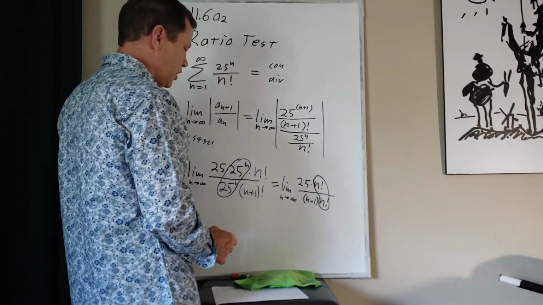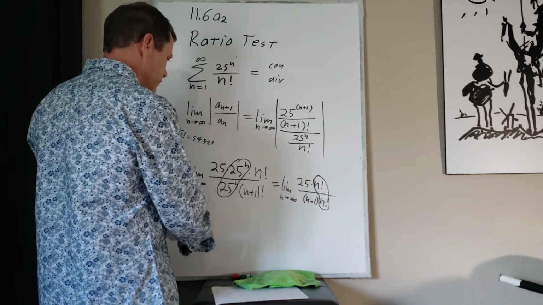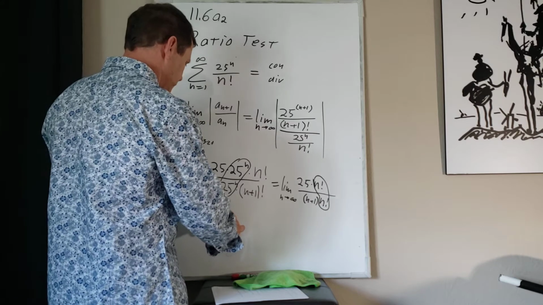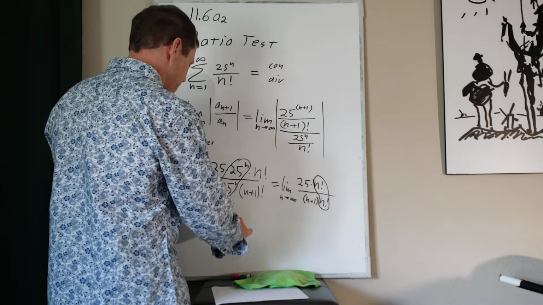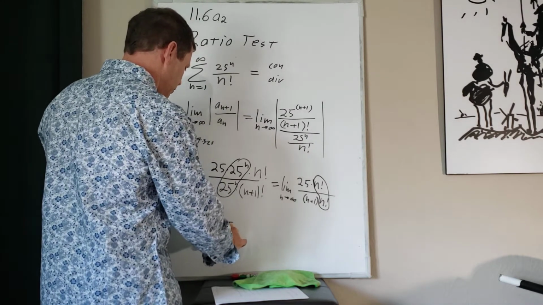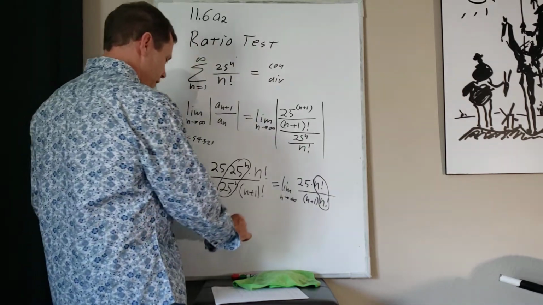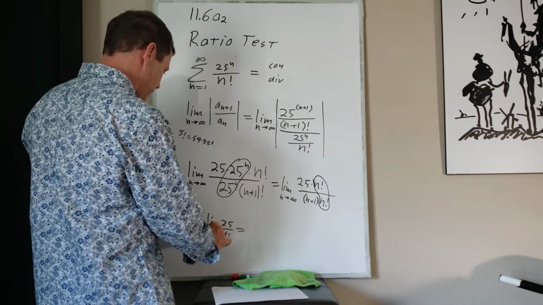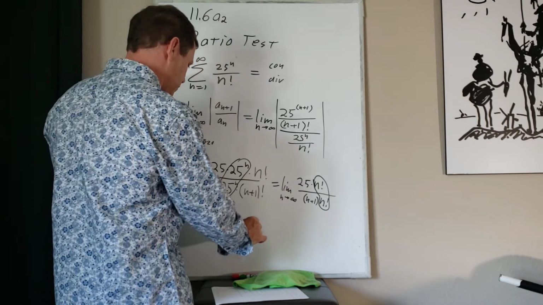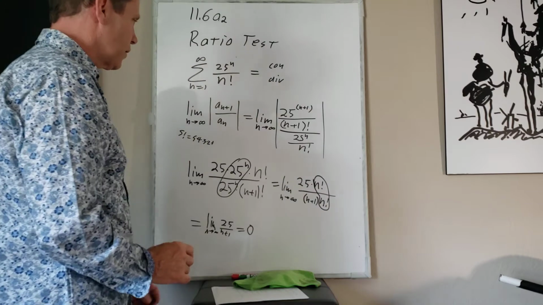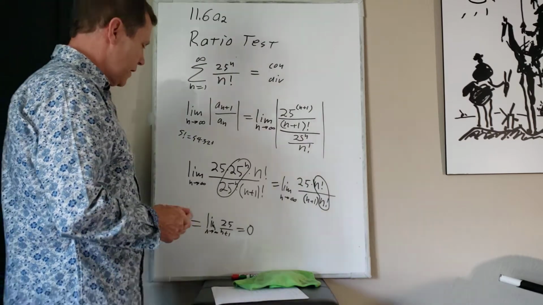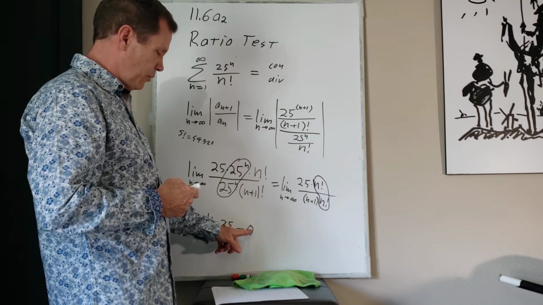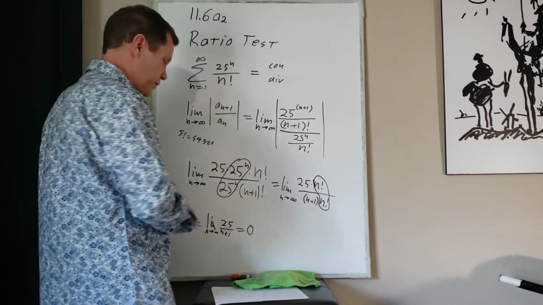Okay? So what's going to happen here? This guy's going to turn into the limit of 25 over n plus 1, as n goes to infinity, and that equals 0. Okay? Now, so it equals 0. Since 0 is a number and it's less than 1, this guy is less than 1.